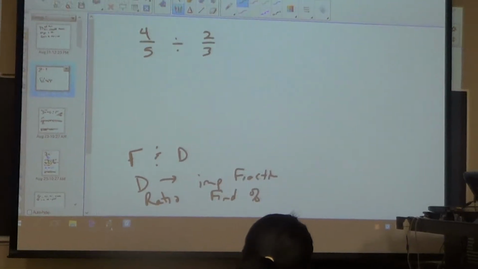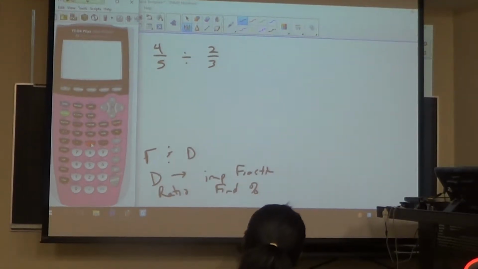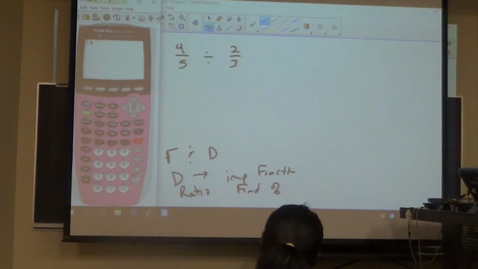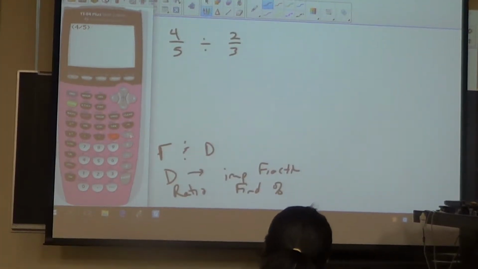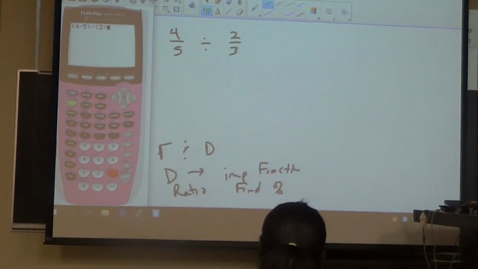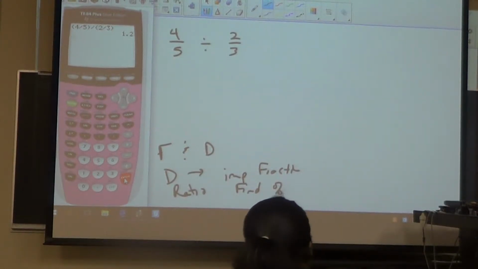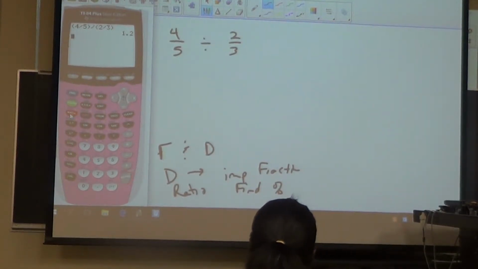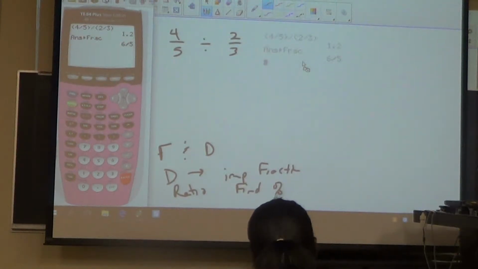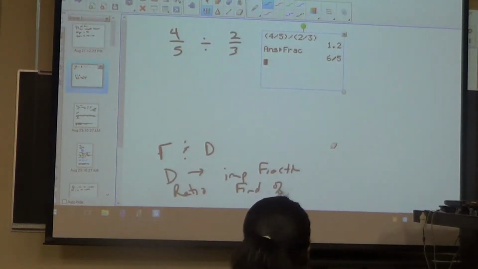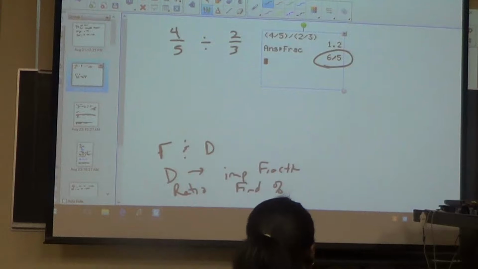So in your calculator, you are just going to parentheses, 4 divided by 5 parentheses, divided by parentheses, 2 divided by 3 parentheses. So you have to write each fraction in parentheses with the division sign in the middle. And then you're going to math, enter the answer. That's it. There it is. So just like you did addition, subtraction, multiplication, you're going to do division the same way.